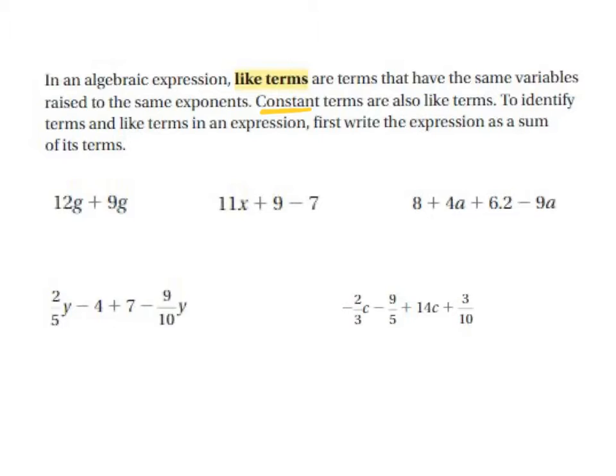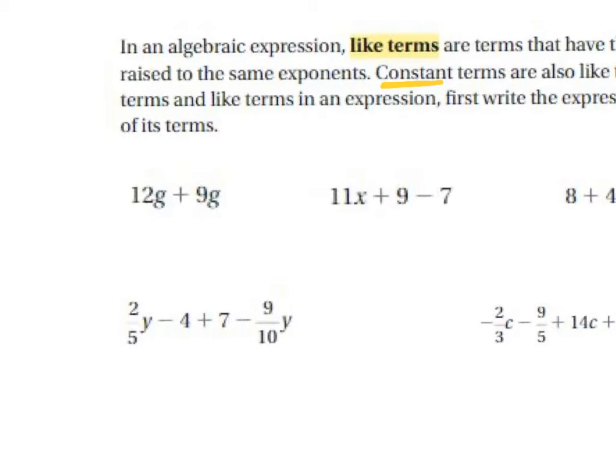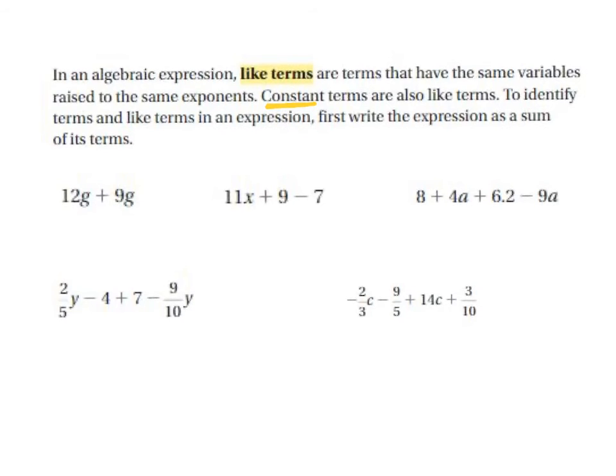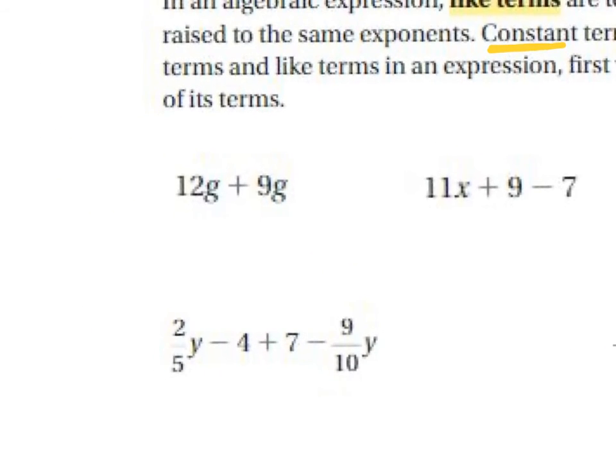So first, we're going to write the expression as a sum of its terms. So we've started with these like term expressions. It says like terms are terms that have the same variables raised to the same exponents. So this is 12g, which is really 12g to the 1 and 9g to the 1. I think about this as 12 cookies and 9 cookies, or 12 cupcakes and 9 cupcakes. I just add the coefficients, that's the number in front of the variable. 12 plus 9 would give me 21, and the g comes with us.